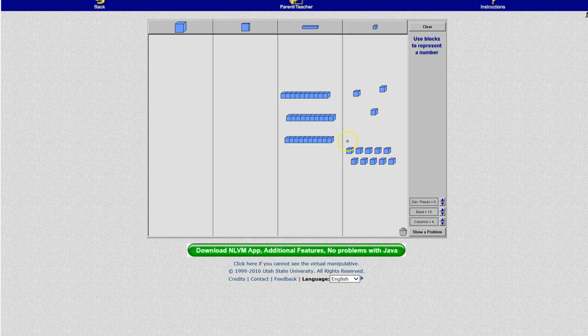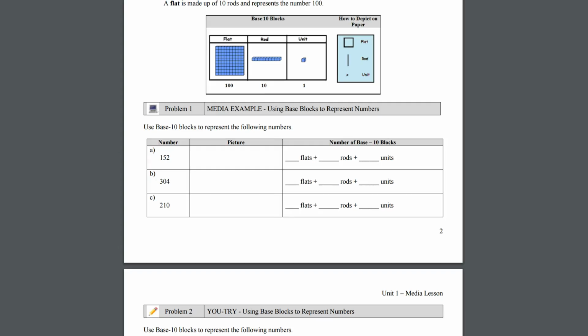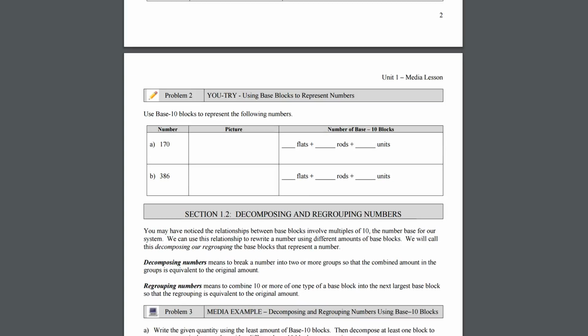And then with addition, we'll use the idea of regrouping. So if they lasso these 10, notice it turns into a rod, and I can carry it over to the next place value. So first, just have them acclimate themselves to representing these with base blocks.